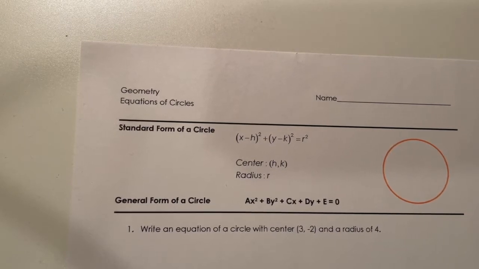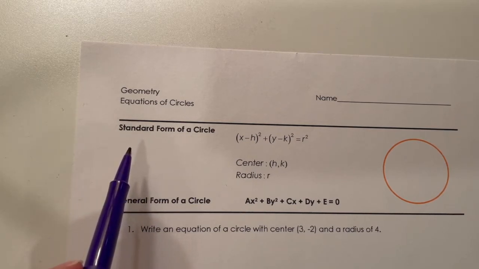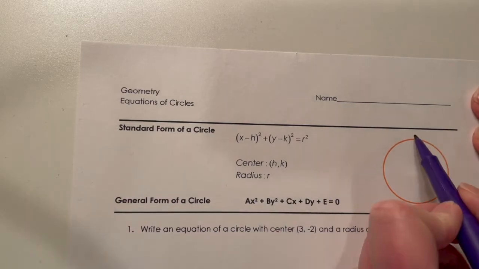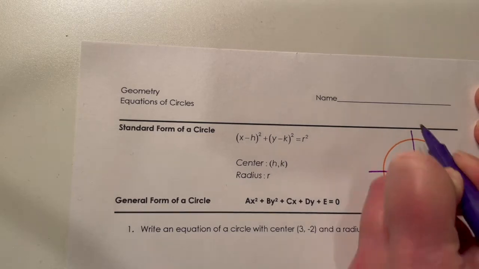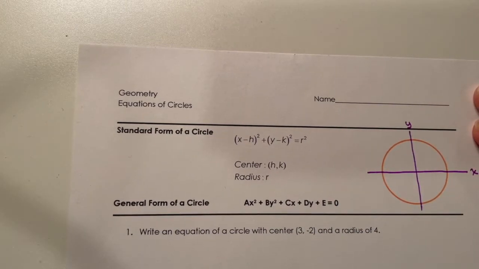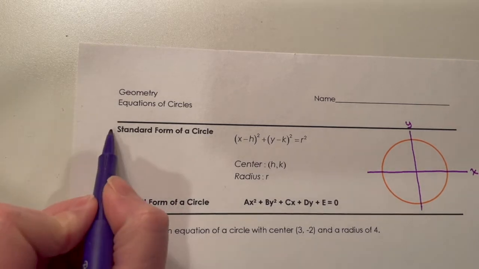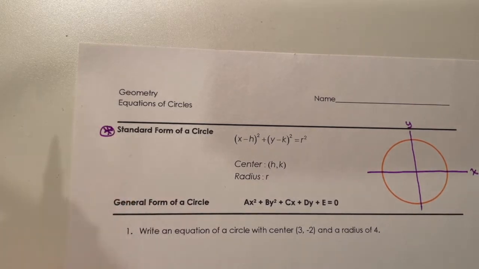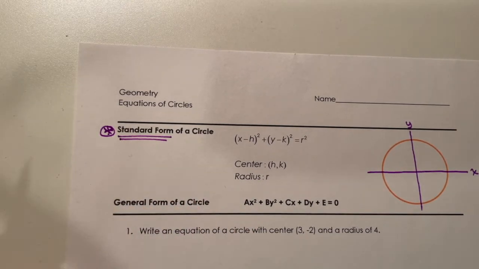Hey guys, so we're going to do equations of circles, and we're talking about graphing circles on a coordinate plane. So think of it as being graphed on an xy axis, right? A coordinate plane. So we have two different forms of circles. The one that makes us happy is the easiest one to graph from, which is what we call the standard form of a circle. And then there's also something that we call the general form of a circle.